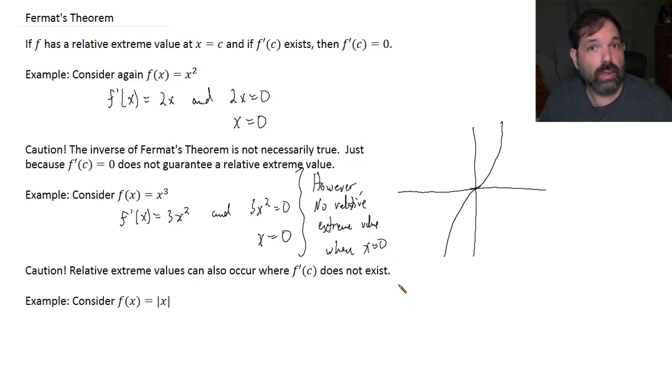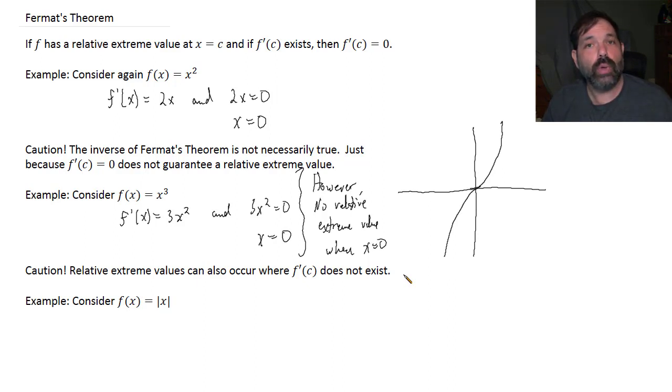Now, we're going to learn a technique later on that will help us understand how, after we find these critical numbers, we can tell if they are relative extrema or not. We're going to learn that in the next topic. Sorry, not in the next topic, 2 topics from now.